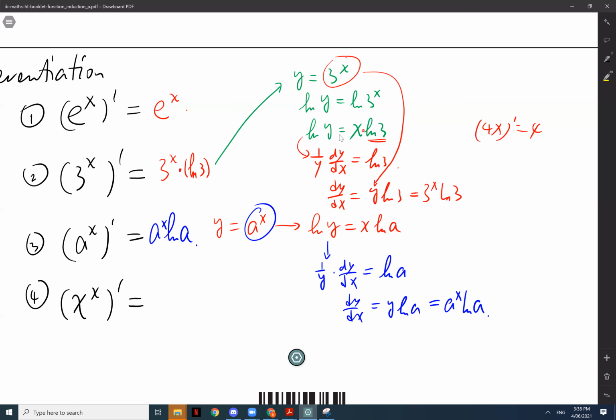I think I got the answer. x to the x. Oh my god. This one, differentiate.